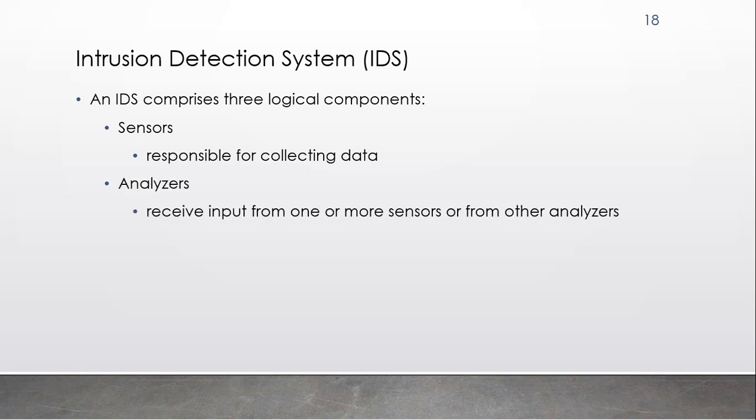The second component would be the analyzers. Analyzers receive input from one or more sensors or from other analyzers. Analyzers are responsible for determining if an intrusion has occurred. The output of an analyzer is an indication that an intrusion has occurred and possibly evidence supporting this conclusion. An analyzer might provide guidance about actions to take as a result of the intrusion. Sensor inputs may also be stored for future analysis and review in a storage or database component.